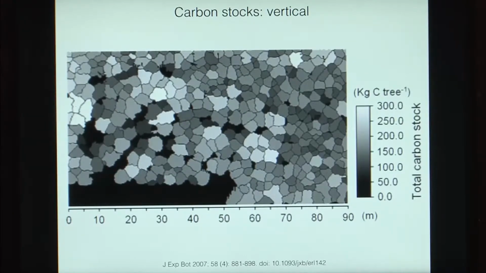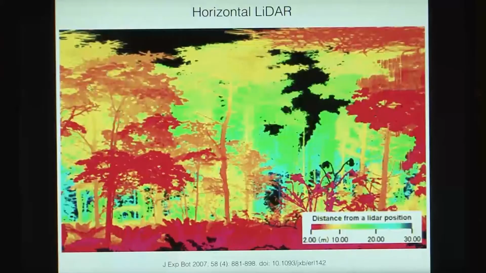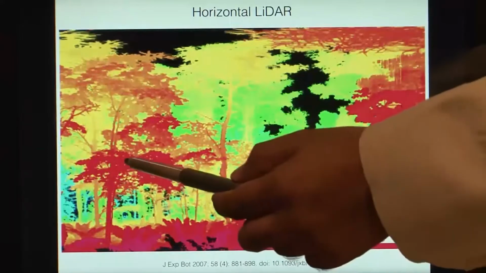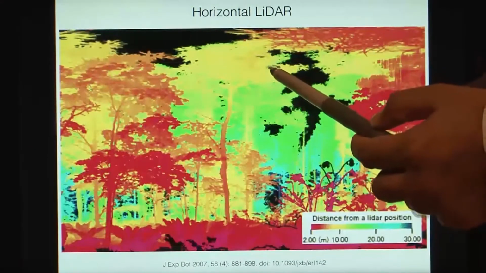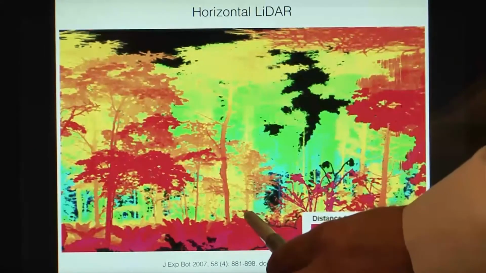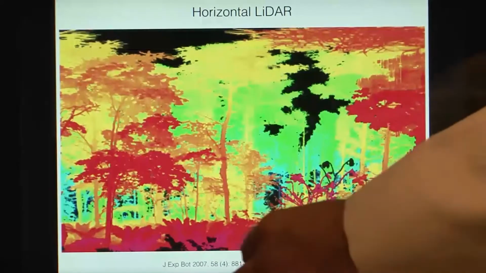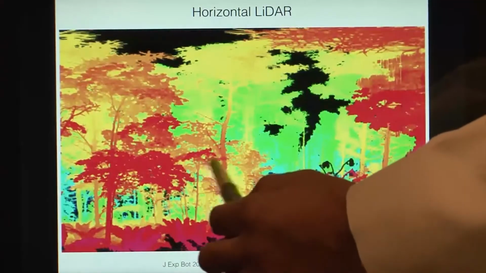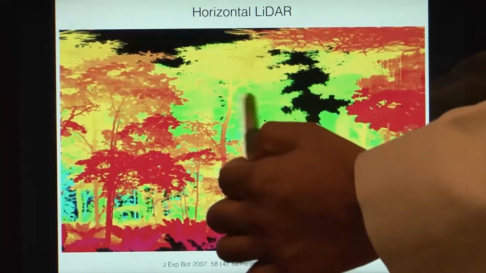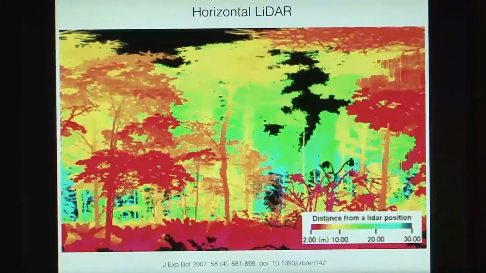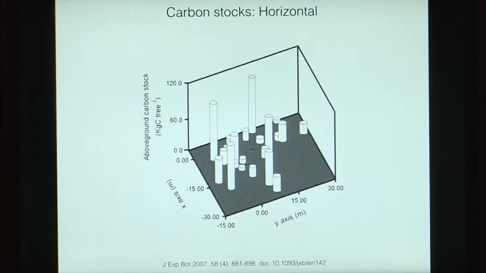Now all this information can be had from the airborne laser, but we can also use a horizontal LIDAR. In the case of this horizontal LIDAR, these different colors are showing the distances from the LIDAR. For instance, this tree is close by as compared to this tree. Here we have put our LIDAR out there on the ground, and that is scanning the whole forest region, and once it has scanned the whole region, it will give you this picture of the forest. We can also use that to measure the carbon stocks.